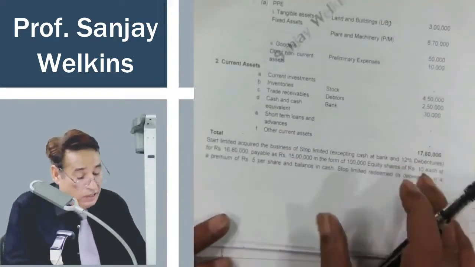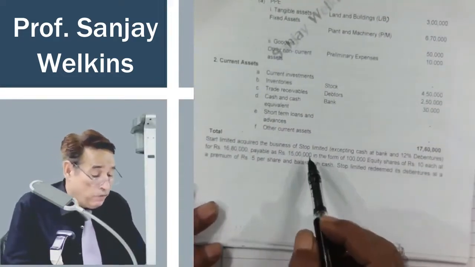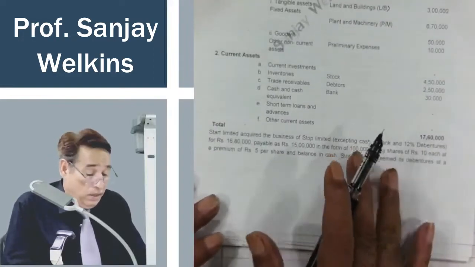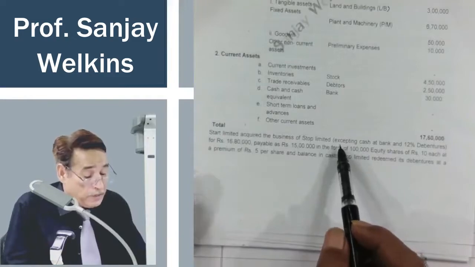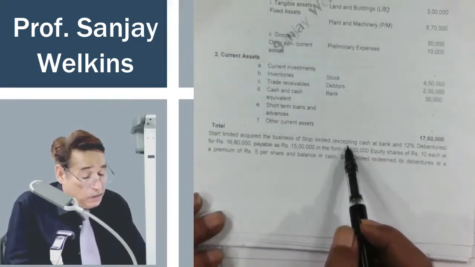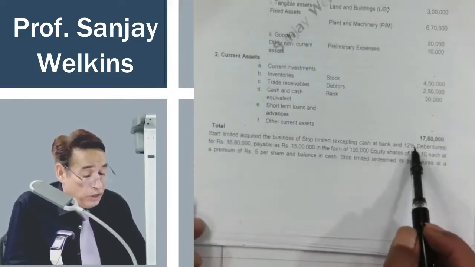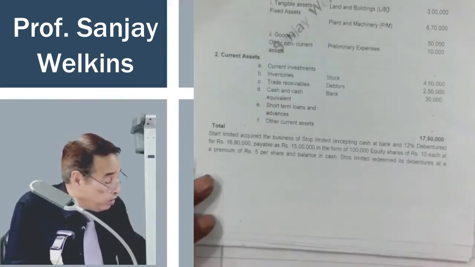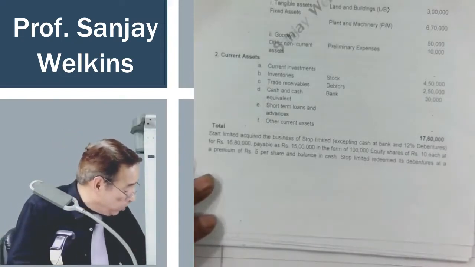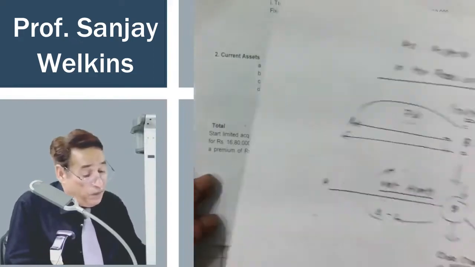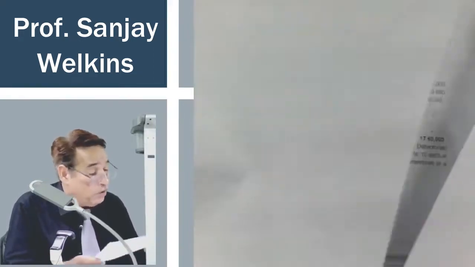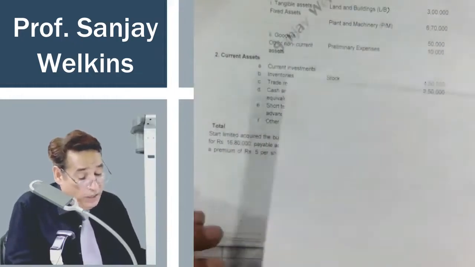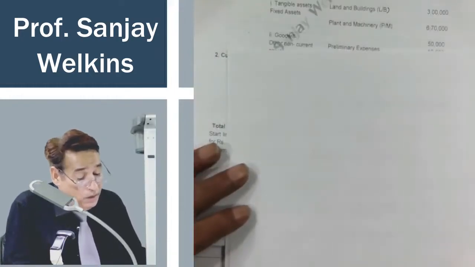Now below it is given that Start Limited acquires the business of Stop Limited, excluding or accepting cash at bank and 12% debenture. It is very important to understand first of all the impact of this particular line. Why is it important? See here.